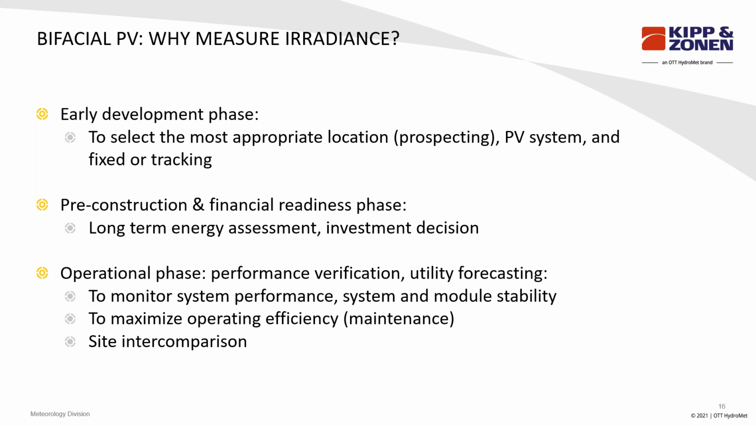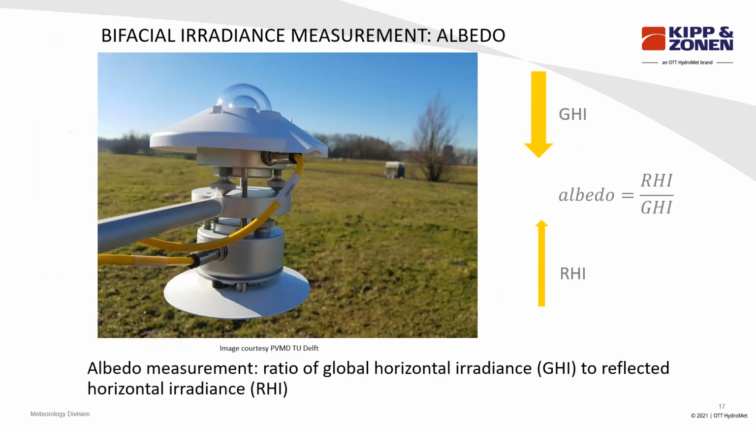And then how can you measure it? Well, we see 2 ways to measure it. One is that you do an albedo measurement, and that can be done with an albedometer, such as you see here. It consists of a pyranometer that is mounted upward and downward, and then the albedo, what you want to measure, is defined as the reflected irradiance from the ground, measured by the lower pyranometer, divided by the global irradiance measured by the top pyranometer.